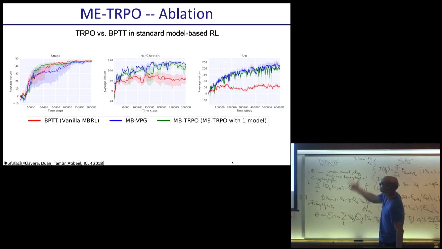You can do TRPO in the simulator, or you can do backpropagation through time in the simulator. Different ways of optimizing your objective. We see here that running TRPO, or generally a policy gradient method rather than a backprop through time method, leads to more robust optimization of your policy. Why might that be? I think that's still a bit of an open problem.